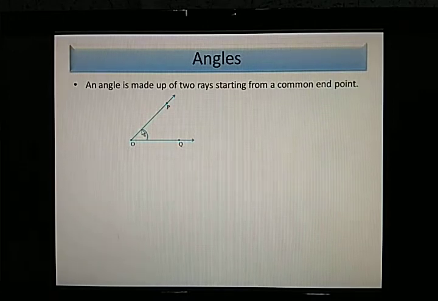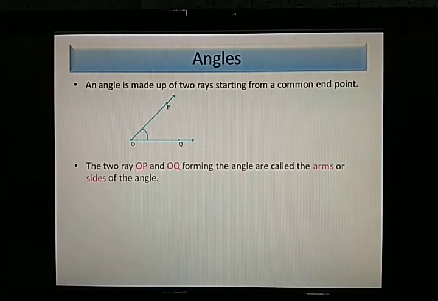Clear? And the area in between this, which is given by a curved line, or you can say simply a curve connecting these two rays, this area enclosed in between these two rays gives what we call an angle. Clear? Now moving on, the two rays OP and OQ, we have given the symbol for a ray. Otherwise, simply by saying OP and OQ, it won't represent a ray. So we have given the symbol.